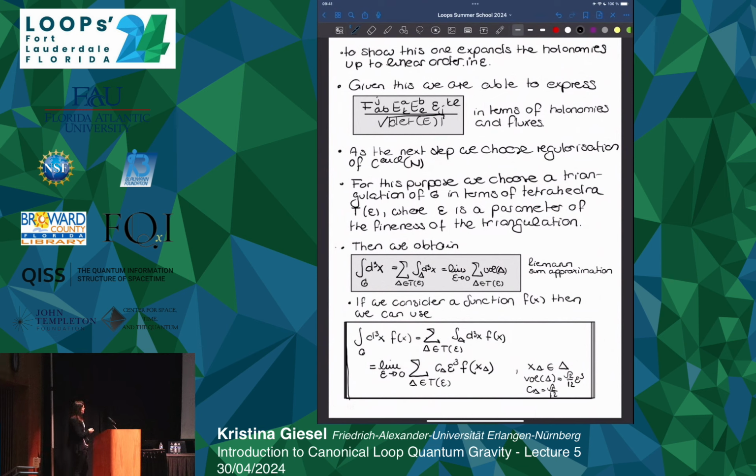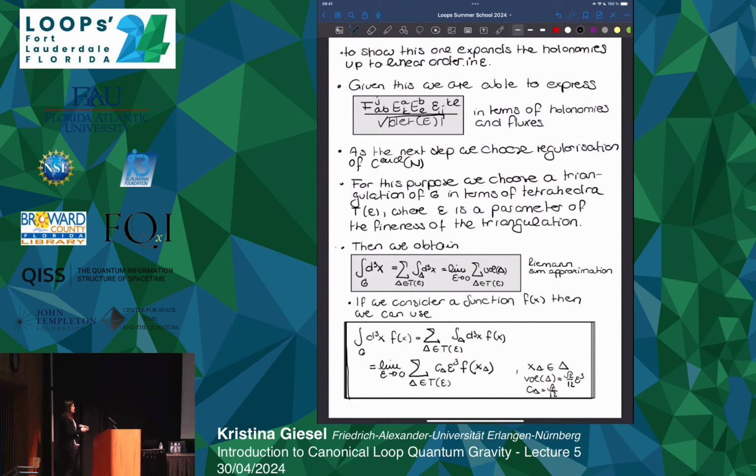So we consider a triangulation, which I call T, and epsilon is an indicator for the fineness of the triangulation. And the idea is now, because this is integrated over all the spatial manifold S, we can rewrite this integral as a sum over all tetrahedra in this triangulation, and then just consider the individual integrals over the tetrahedron, which is denoted by delta here.